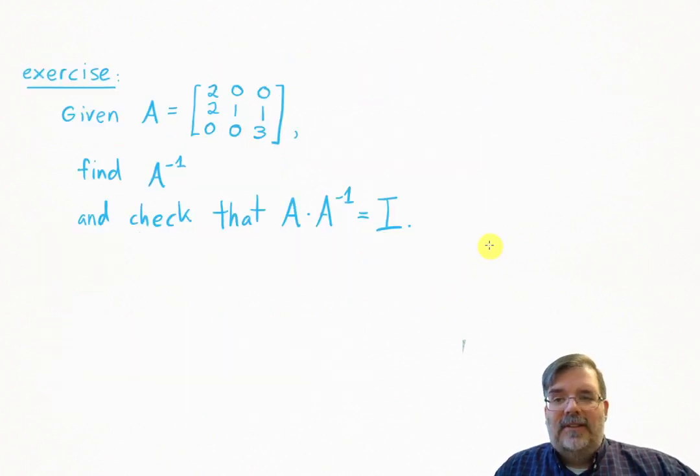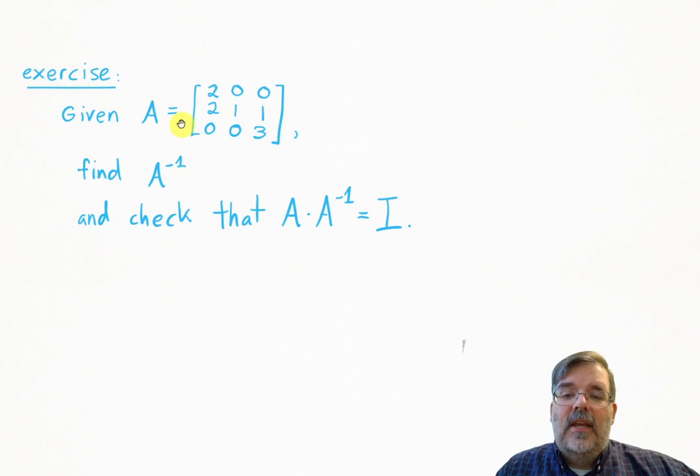Now, as an exercise, remember, you learn math by doing math. Here's a matrix. The matrix A is 2, 0, 0, 2, 1, 1, 0, 0, 3. And so it's got lots of nice zeros and ones in there for you, so it's not too bad. Go ahead and calculate the inverse of this matrix, and then check that your work is right. Try multiplying A times the inverse, and make sure you get the identity matrix. And that's how you calculate the inverse of a 3x3 matrix.